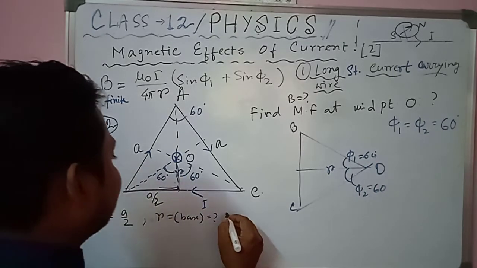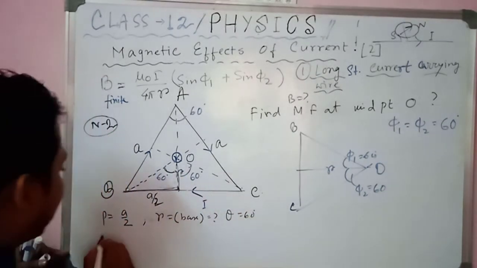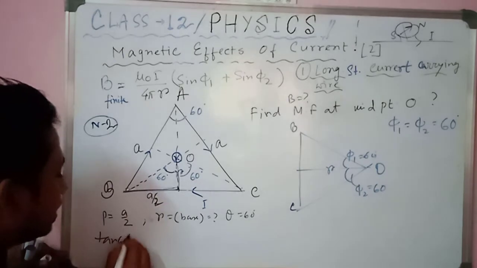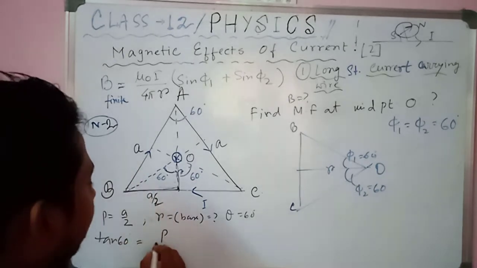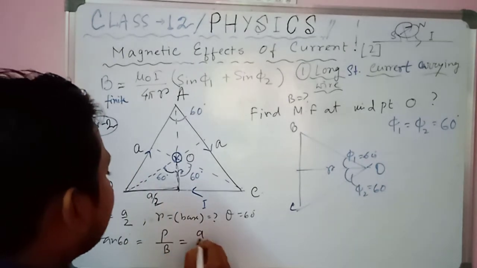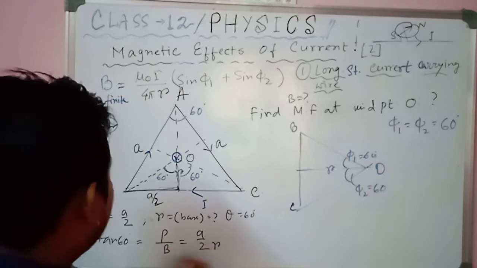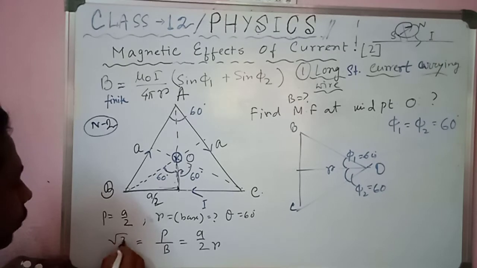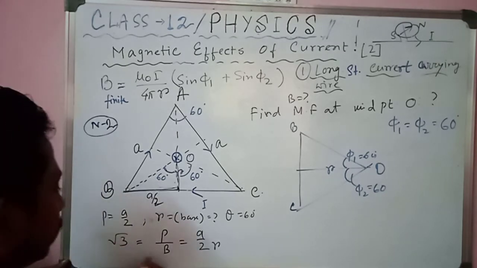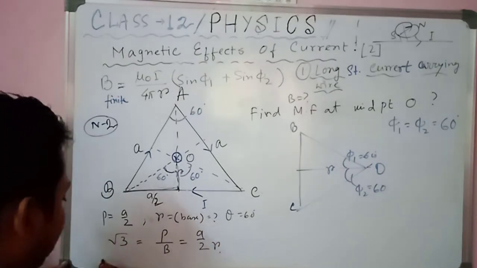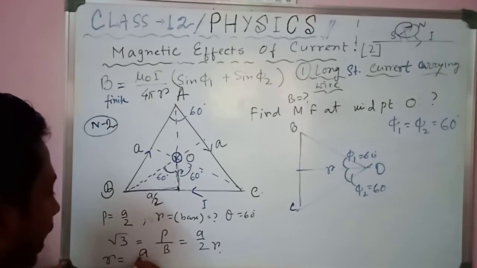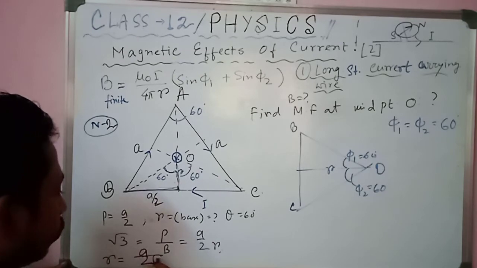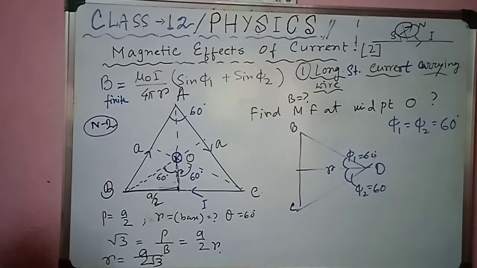And the angle theta is equal to 60. So you can write tan 60, which means perpendicular by base. Perpendicular is A by 2, base is R. And tan 60 is root 3. So you need to find R. So R equals A by 2 root 3. Am I right, students? A by 2 root 3.